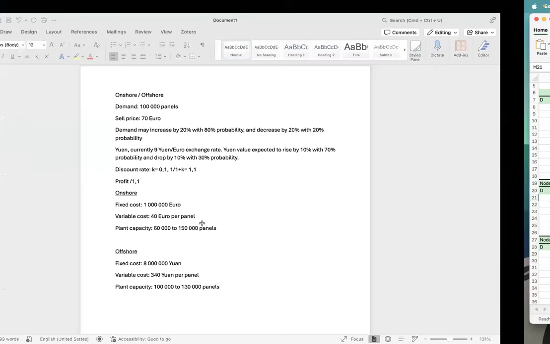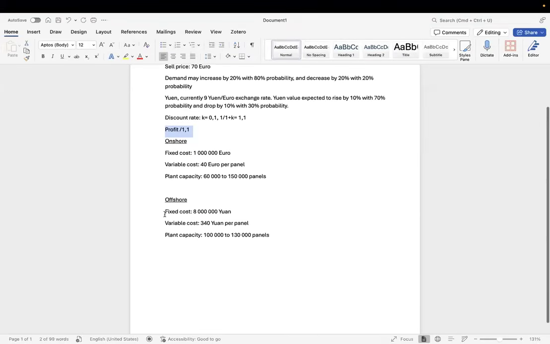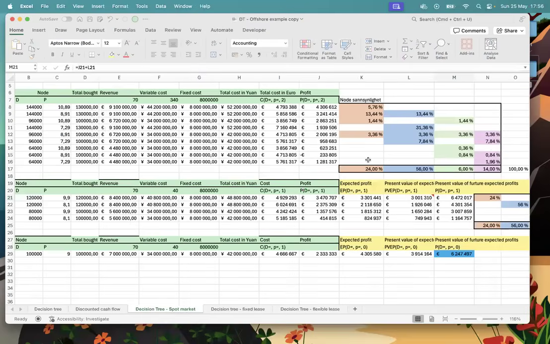The only changes we have for our offshore is that our fixed cost is 8 million yen, and our variable cost is 340 yen. And also our production plant has a capacity from 100,000 to 130,000. This means that we have a different currency we have to take into account, and also a different plant capacity that is important to take into account.